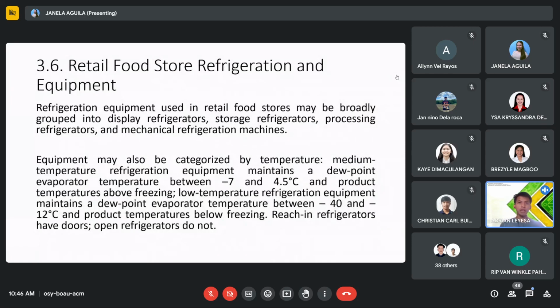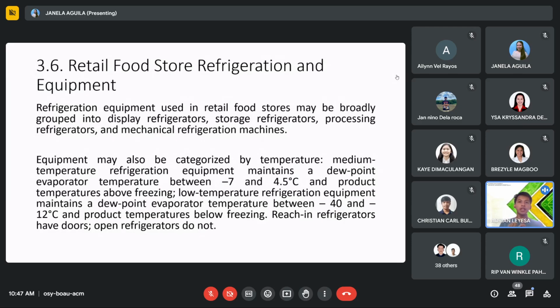At ito ay may iba't ibang klase, yung mga open top, meron ding mga reach-in, meron yung mga ordinary na glass door, etc. Yung storage refrigerator naman, ang purpose naman nito ay para makapag-store ng huge quantities of food. So, ito yung rep na pinaglalagyan ng mga pagkain na hindi pa naka-display. Kumbaga, pag naubos yung mga nasa display, dito sila kukuha ng ipanlalagay nila doon sa mga display refrigerators.